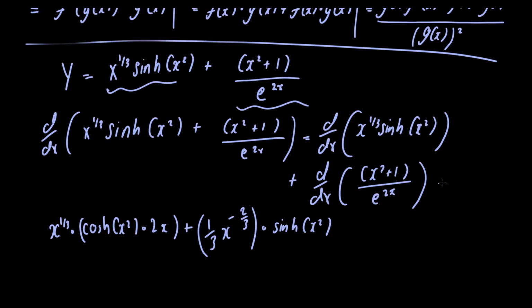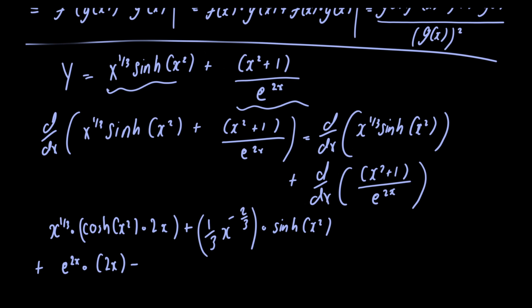Now, in order to take this derivative here, we're going to have to use the quotient rule. So we're going to let g be equal to e raised to 2x. And that's going to be multiplied by the derivative of f, which is x squared plus 1. So we're just going to have 2x right here, minus the derivative of e raised to 2x.